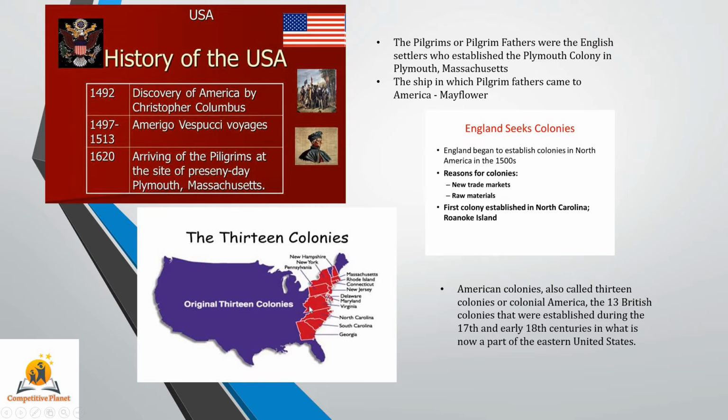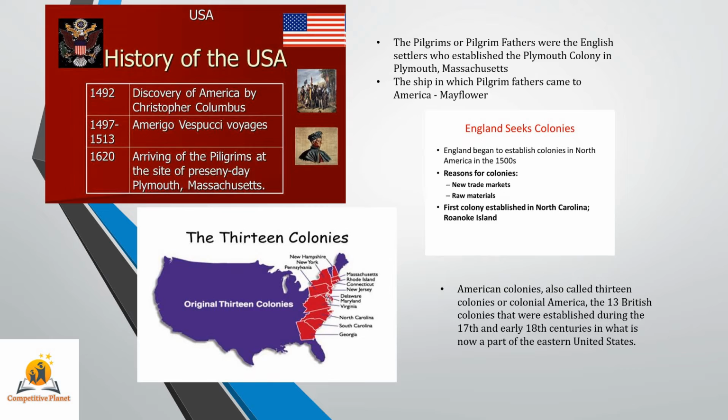The American colonies are also called the 13 colonies or colonial America, the 13 British colonies. These British colonies were established during the 17th and early 18th centuries. This is the part of the eastern United States.